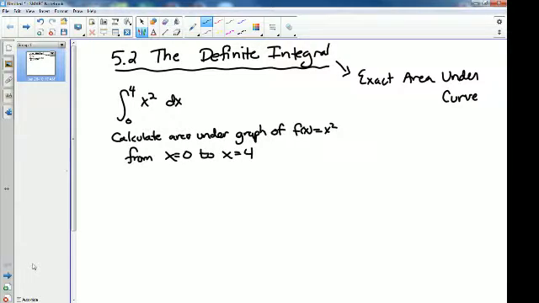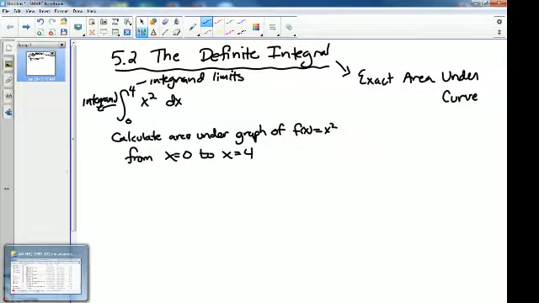It's called an integrand. These are called integrand. Limits. Our favorite calculus word. Okay. So there's your vocab lesson.